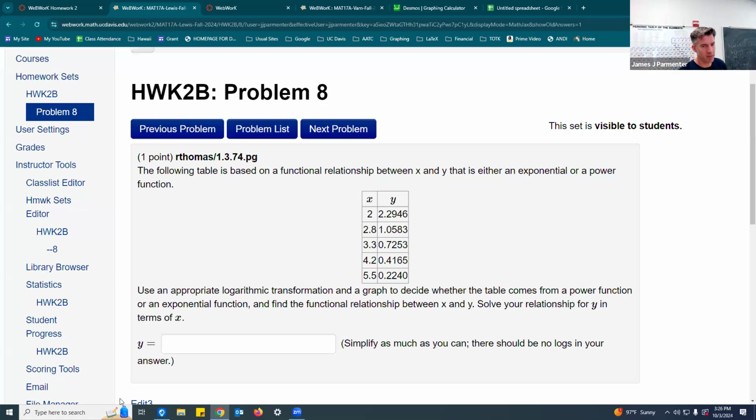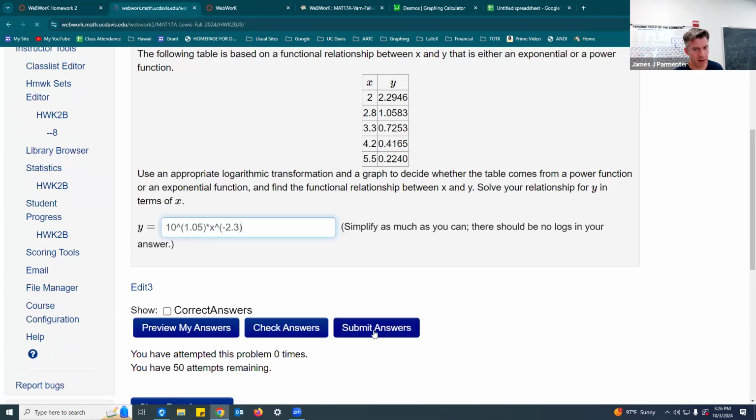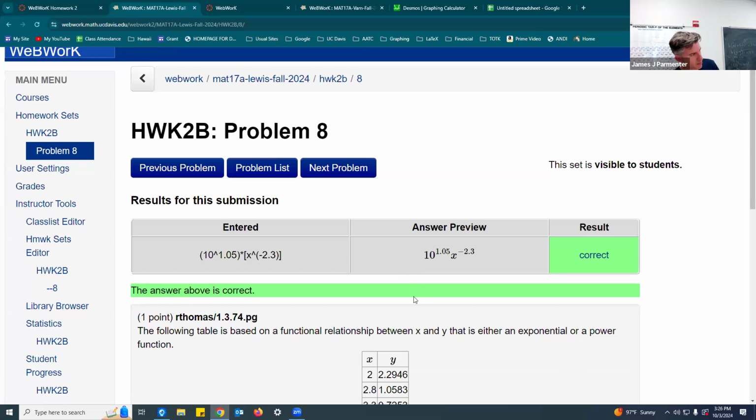Let's write our answer in WeBWorK just to make sure it's right. So I had 10 to the 1.05. I guess I need some parentheses around that. Don't chance it. Times x to the negative 2.3. Find out, was I right? Yeah, great. That's awesome.